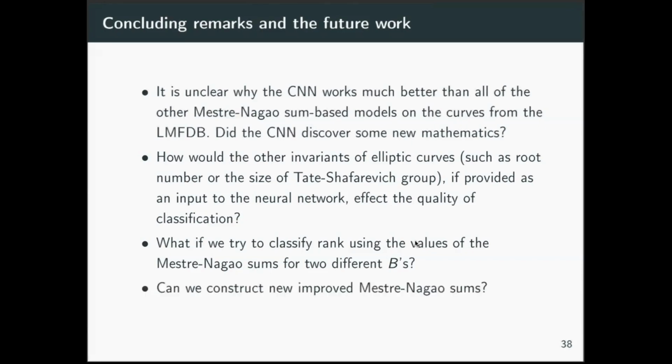And also one can try to construct new improved Mestre-Nagao sums by choosing some coefficients which will weight each of those parameters. So this is something one can try.